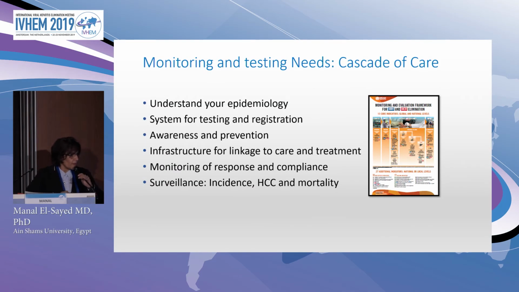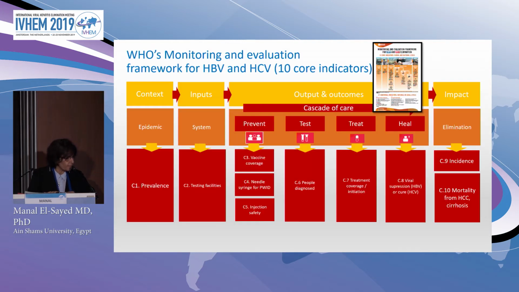So those are the needs within the cascade of care for monitoring and testing. We need to understand the epidemiology. We need a system for testing and registration. We need awareness and prevention, and infrastructure for linkage to care and treatment, monitoring of response and compliance, and indeed surveillance, both for incidence, for reinfection, hepatocellular carcinoma, and mortality.